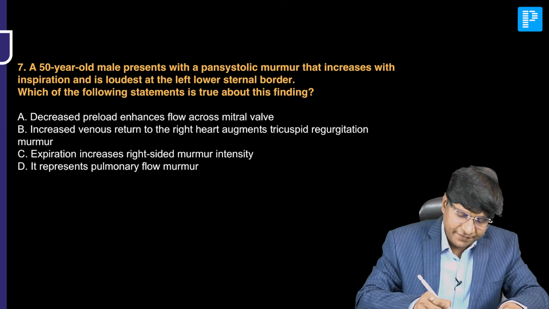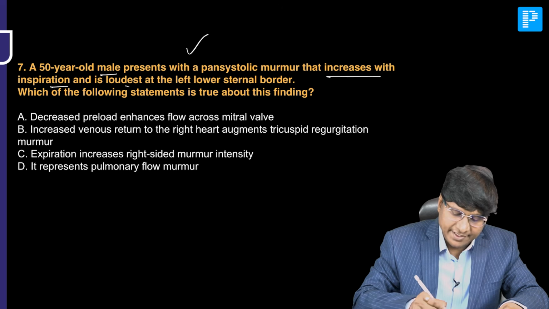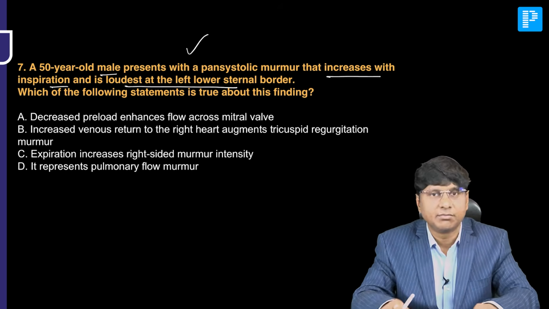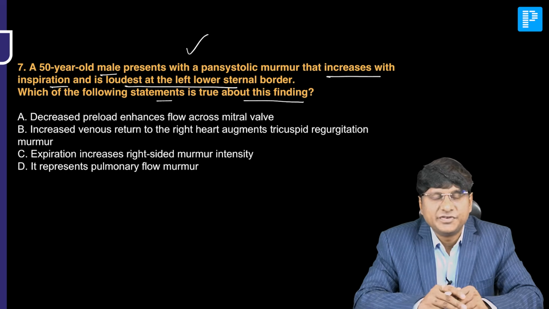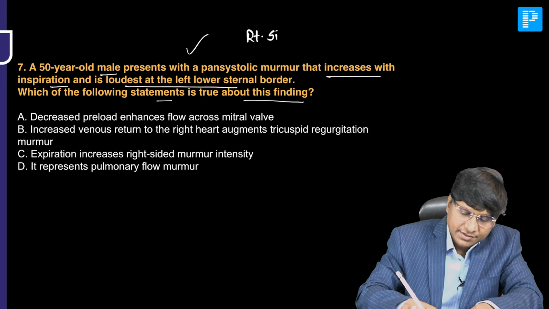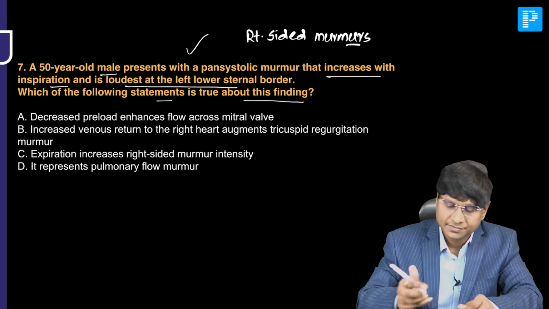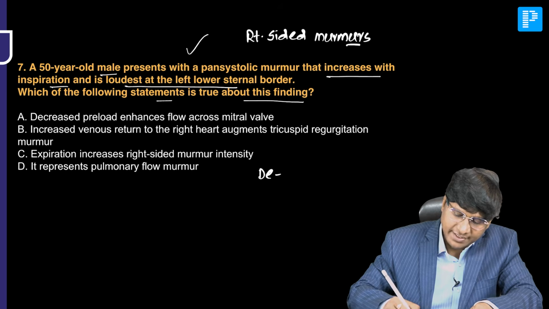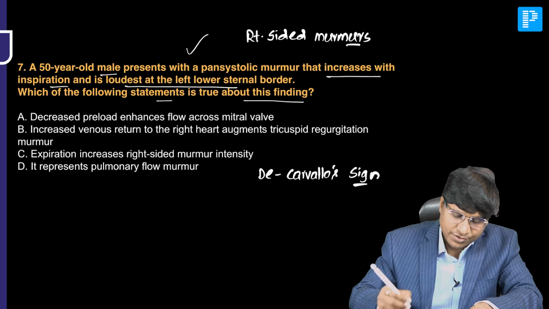Seventh question. A 50-year-old male presents with a pansystolic murmur that increases with inspiration and is loudest at the left lower sternal border. Which of the following statements is true about this finding? The murmurs which increase on inspiration are the right-sided murmurs. Right-sided murmurs increase on inspiration, and that we call the de Carvalho's sign.